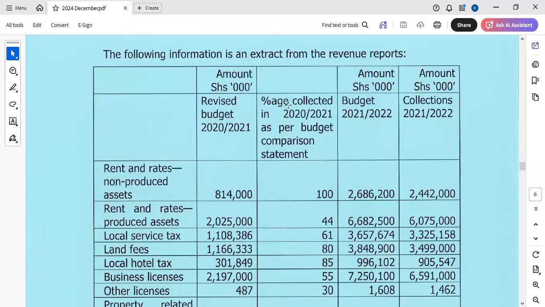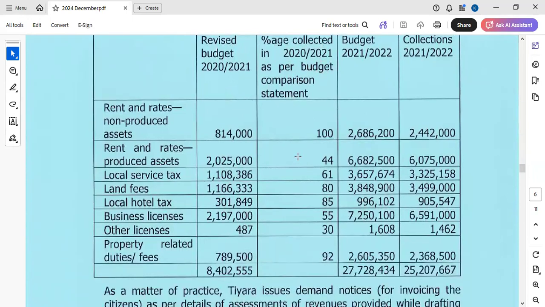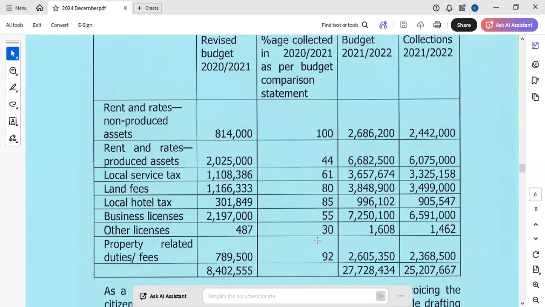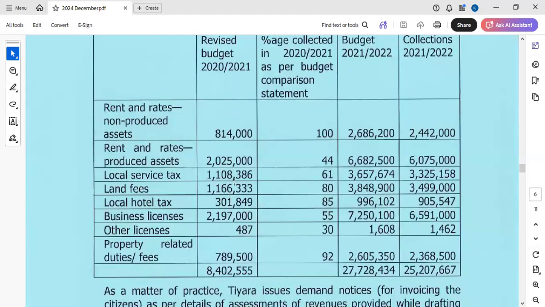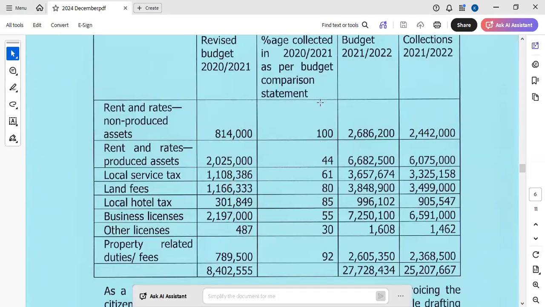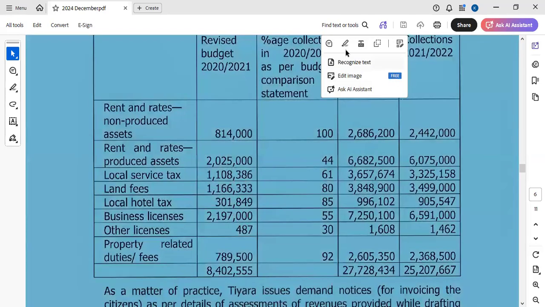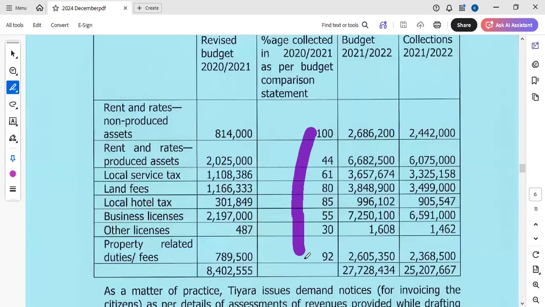Then you have the percentage collected in 2020-2021 as per the budget comparison statement. So you have the percentage of the amount of money you collected. You had budgeted that as an entity, we are going to collect this as our revenue. This was your budget. But by the year ending, you had collected this. These are your percentages. So it means that if the percentage is not 100%, the remaining percentage is the uncollected.